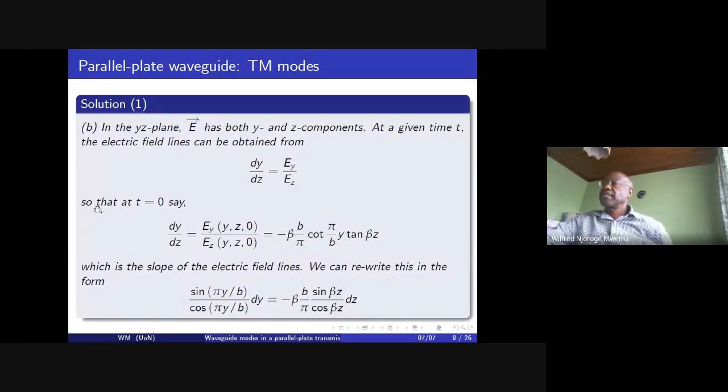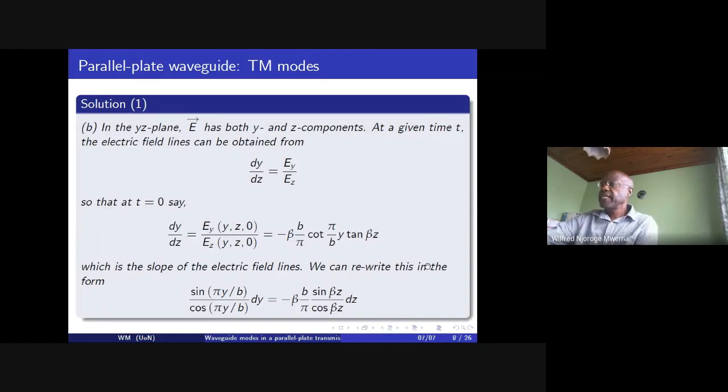So at t equal to 0, for example, dy by dz is given by Ey(y, z, 0) over Ez(y, z, 0). And this gives us a value of minus beta b by pi, the cotangent of pi y by b, multiplied by the tangent of beta z. This will be the slope of the electric field lines in that plane.